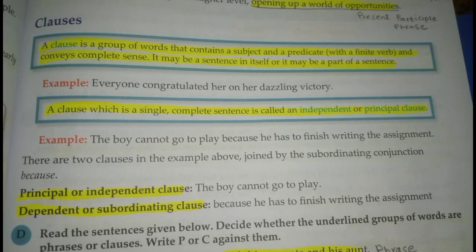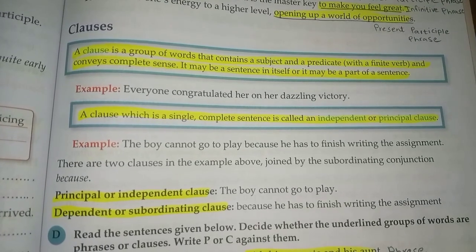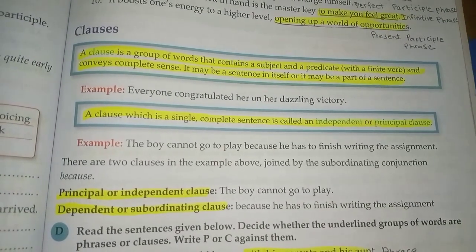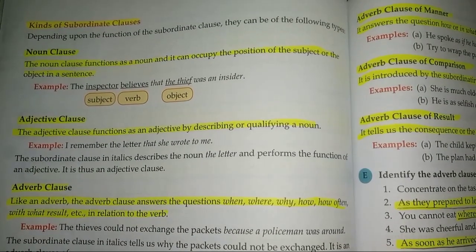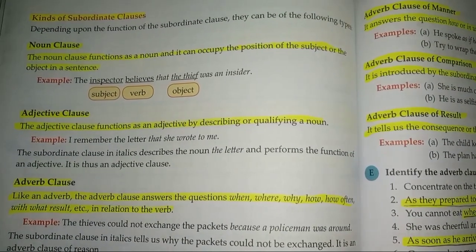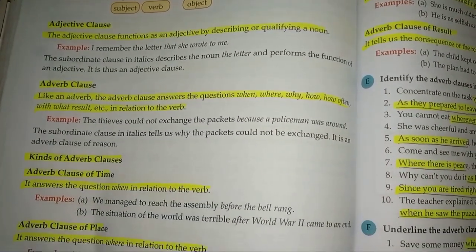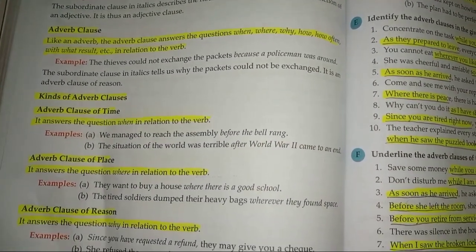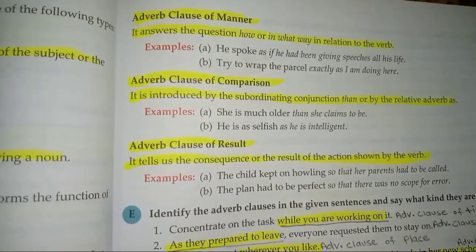First, we will study independent clause. An independent clause expresses a complete idea and can stand alone as a sentence. Second, dependent clause. A dependent clause does not express a complete idea. It depends on another clause. There are three main types of dependent clauses: noun clause, adjective clause, and adverb clause. Some kinds of adverb clauses are: adverb clause of time, place, reason, manner, comparison, and result.